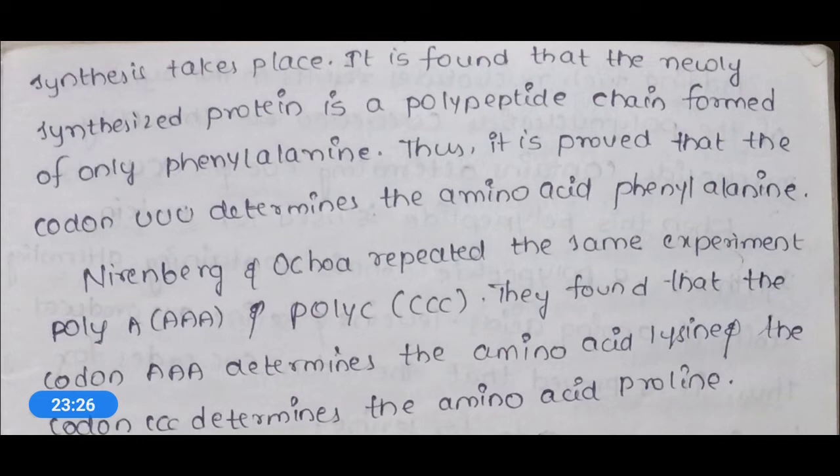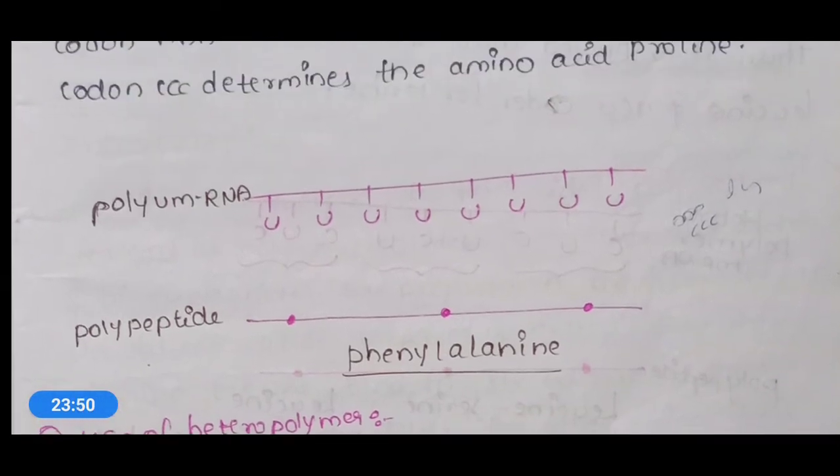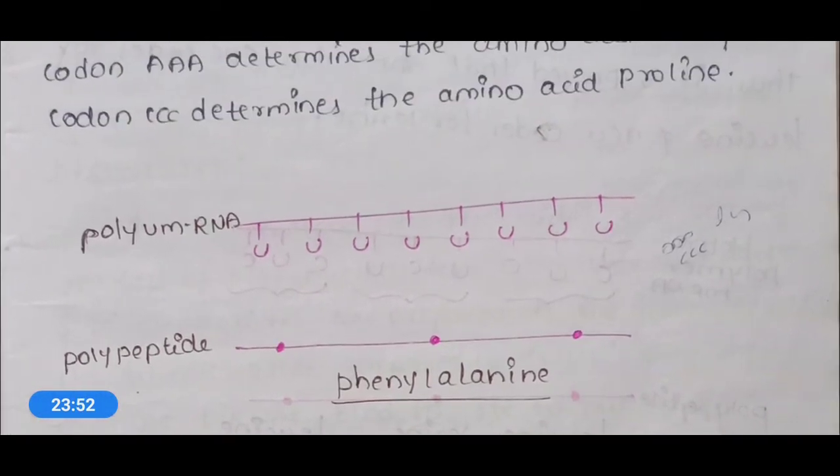The scientists Nirenberg along with Ochoa repeated the same experiment with poly A and poly C, and they found that the triplet codon AAA determines the amino acid lysine, and the codon CCC determines the amino acid proline. Here, if you see this, poly U mRNA was taken, and finally phenylalanine amino acids were produced in the polypeptide chain of the protein.